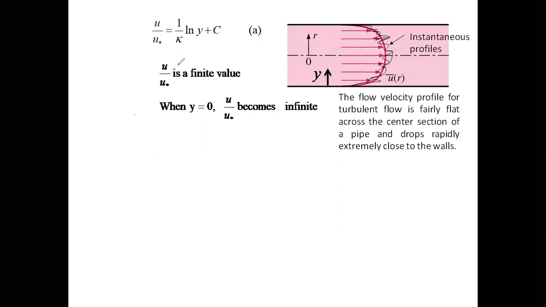It should have a value, right? But if you apply our no slip boundary condition, we know that when y equals 0, that means at the pipe wall, u equals 0. Then in that case, this u over u star becomes infinite.